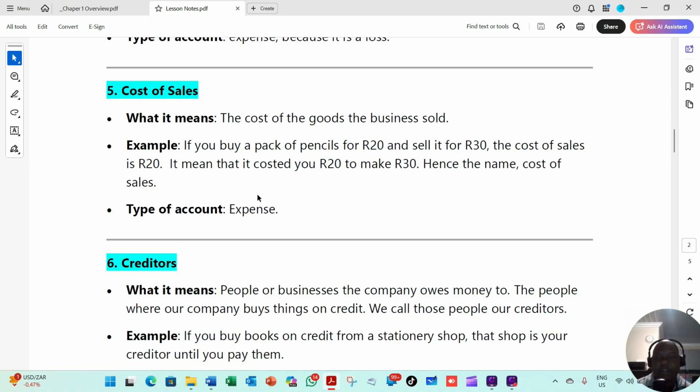Cost of sales is an expense, and it is defined as the cost of selling a product. For example, if you buy something for 20 rands and you sell it for 30 rands, then the cost of that item was 20 rand. So it cost you 20 rands to make 30 rands. Yes, and you know where it falls in the income statement. At the top there, the top of the income statement.